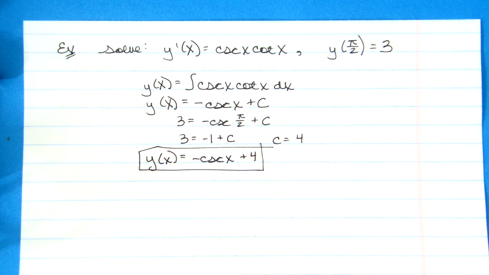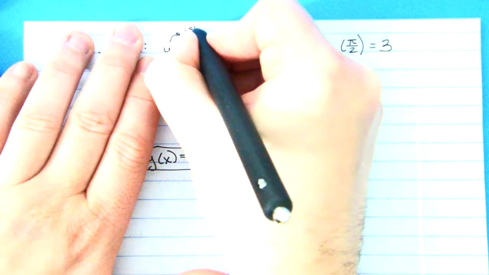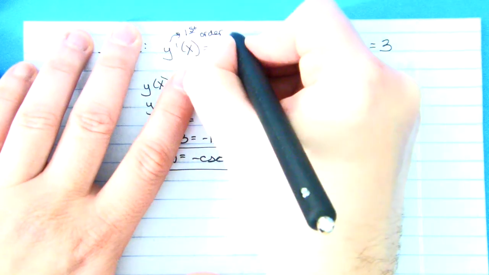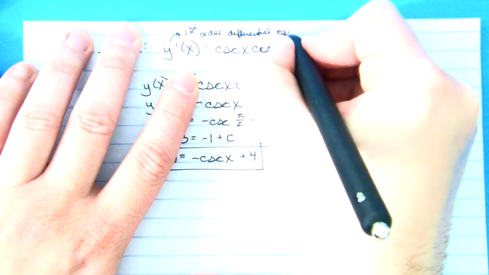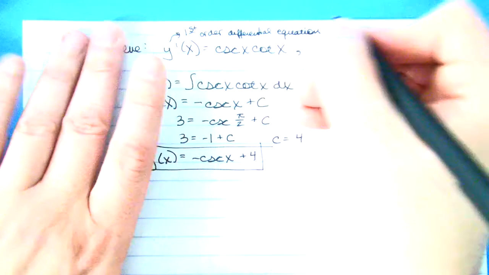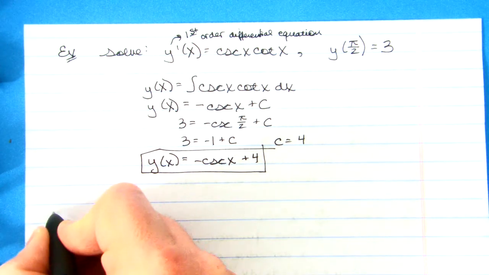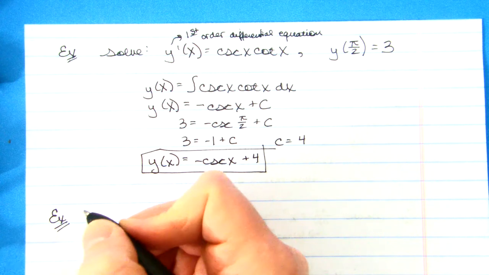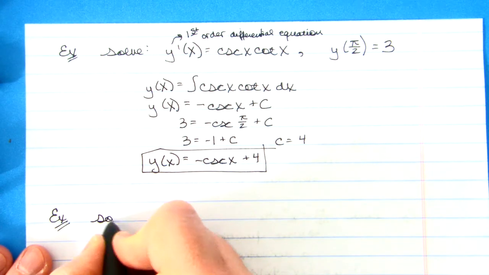Now, this differential equation that I gave you is an example of what we call a first-order differential equation. And all that that means is it's a differential equation that only involves first derivatives. I only have y prime. As I believe you can probably imagine, if I have first-order differential equations, I must have second-order or third-order or fourth-order or whatever.